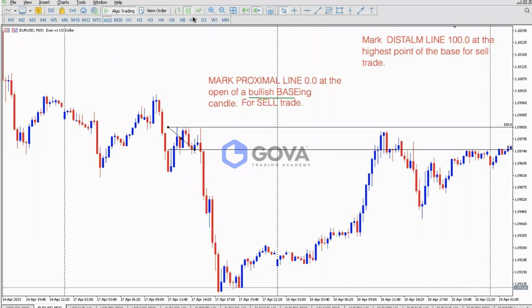I believe you guys can see that I've marked my proximal line at the opening of the bullish basing candle, and I've marked my distal line at the highest point of the base. So that is how to mark your proximal line and distal line for a buy trade or a sell trade, okay?